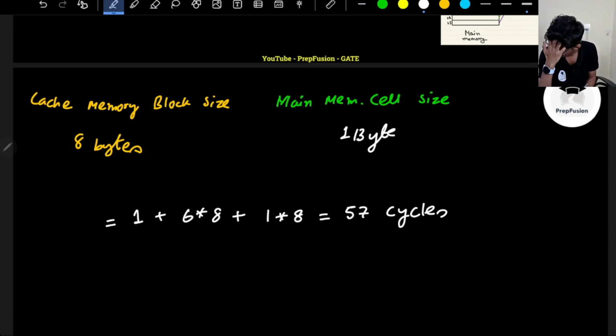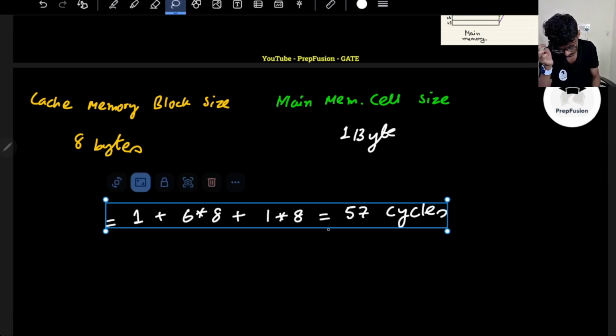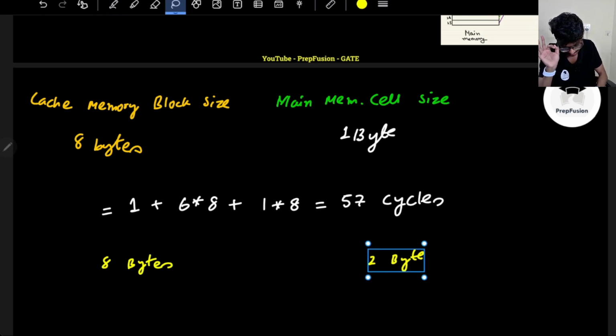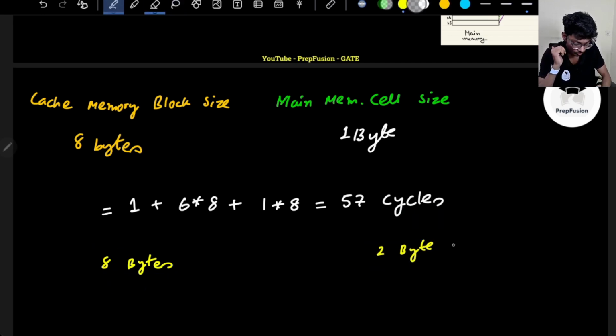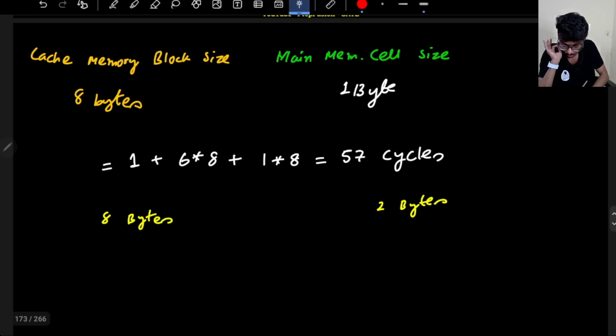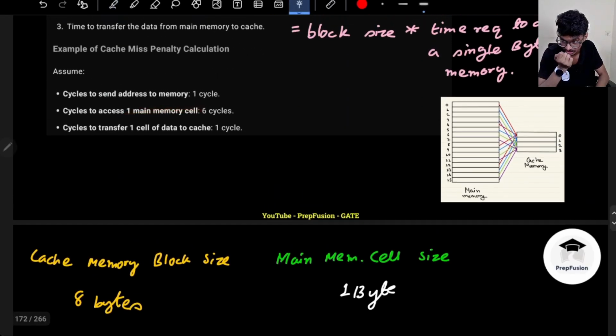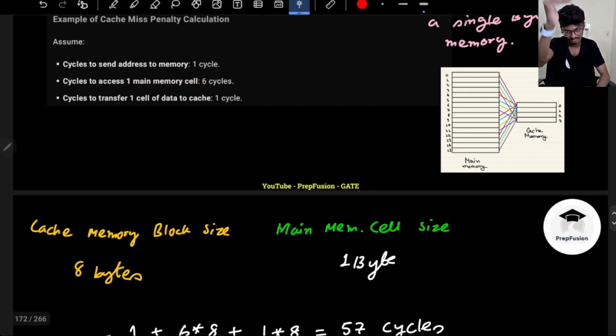Now let's understand a bit about the other one. Let's assume one more example. Let's assume my main memory cell size is 2 bytes. The cache memory block size is 8 bytes only, but the main memory cell size has changed to 2 bytes. So what will the data transfer be now? To send the address to the memory, how many cycles will it take? I just need to send one address, because that will be the starting address. After that it will follow sequentially.